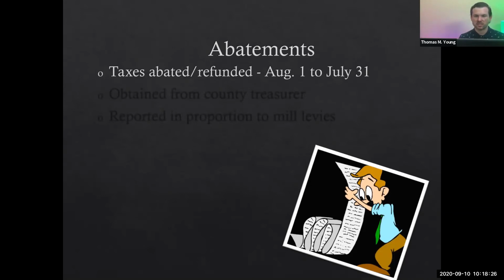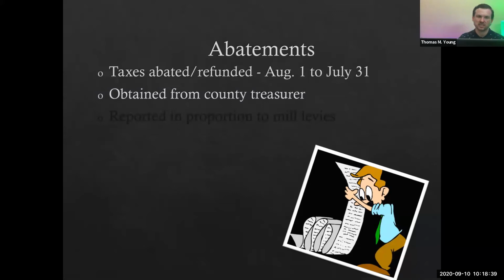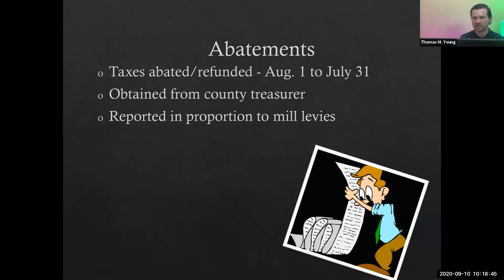For purposes of certification of values, we look at the taxes abated on a fiscal year from August 1 to July 1. And the county treasurer should supply that information and it's reported to each entity in proportion to the mill levies.